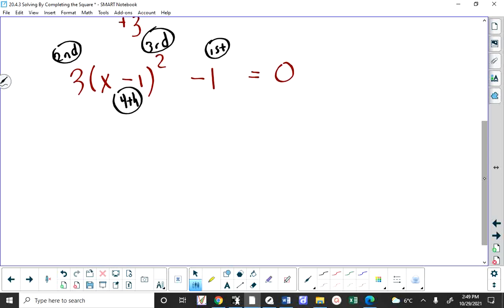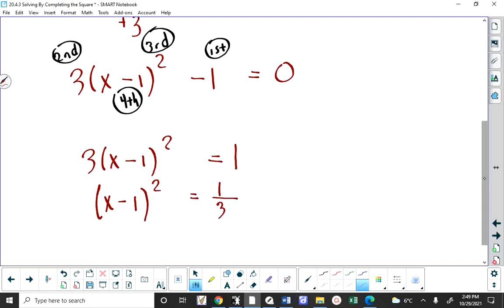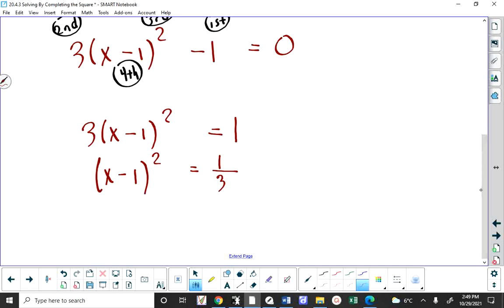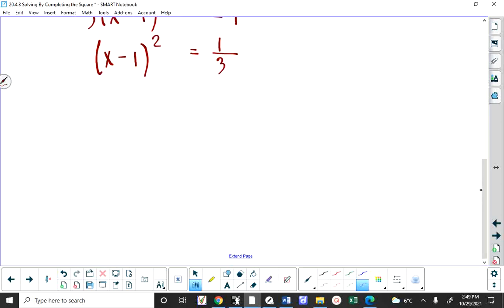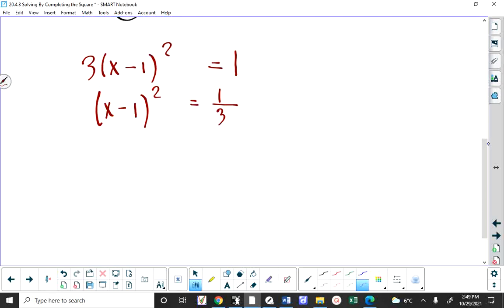I really believe at this level, given everything we have to do, if you start writing plus 1 and plus 1, it gets more confusing than it needs to be. Move that 1 over. It's that simple. So we get 3 times x minus 1 quantity squared equals 1. How do we get rid of the 3? We divide both sides by 3. How do we get rid of the squared? We square root both sides. To get x minus 1 equals plus or minus the square root of a third, which means x minus 1 equals plus or minus 1 over root 3. Because the square root of 1 is 1.